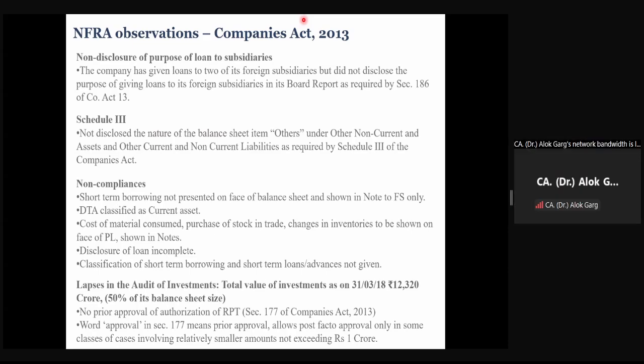So the classification of short-term borrowings and short-term loans and advances were not given. And there were lapses in the audit of investments. For example, the company has made investments in related parties, and Section 177 of the Companies Act was not followed. Section 177 says that you have to take prior approval in the audit committee or in the board for making some related party investments. Okay.